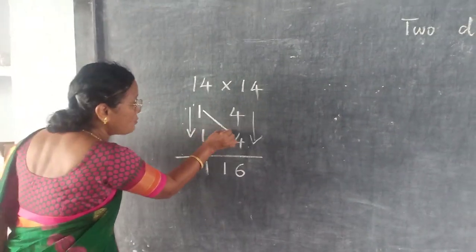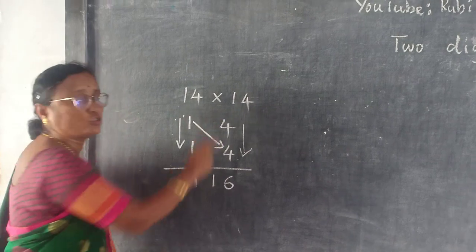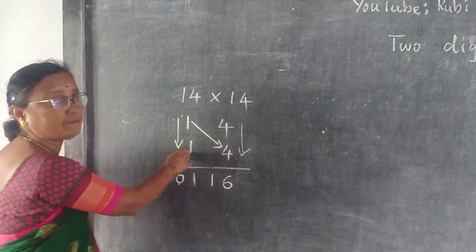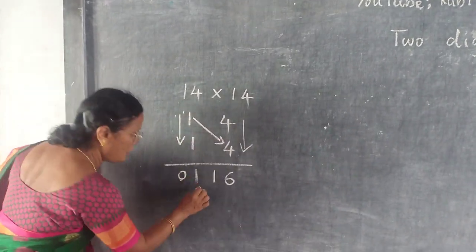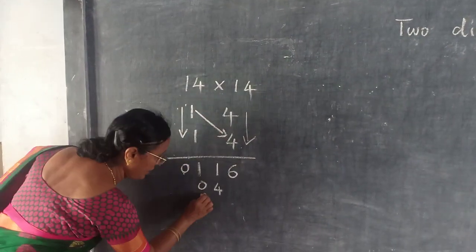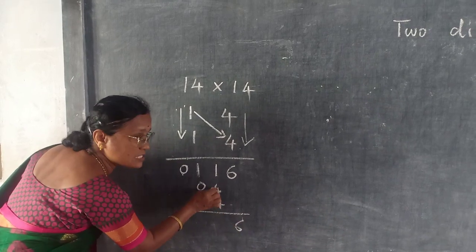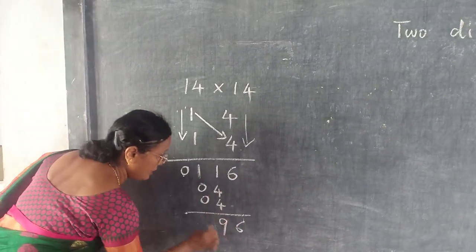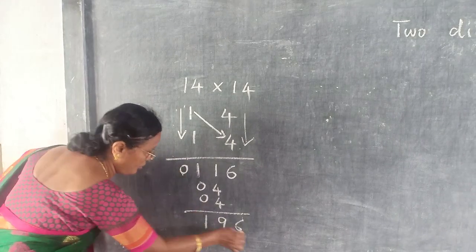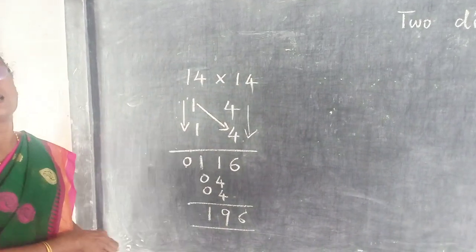Next is cross multiplication, either from top to bottom or bottom to top. Anyone you can take. So 1 times 4 is 4, that is 04. Since it is the same number squared, again 04. So 6, 4 plus 4 is 8, 8 plus 1 is 9, and this is 1. This 0 is not necessary. So 14 into 14 is 196.